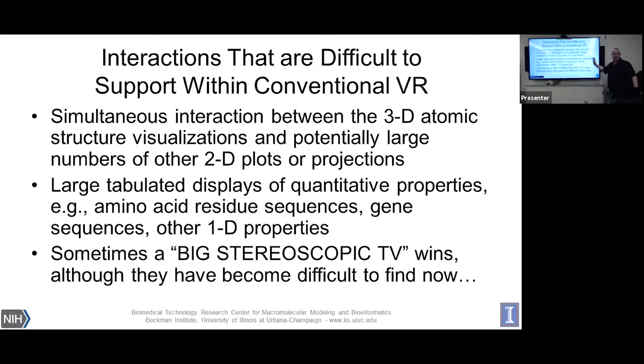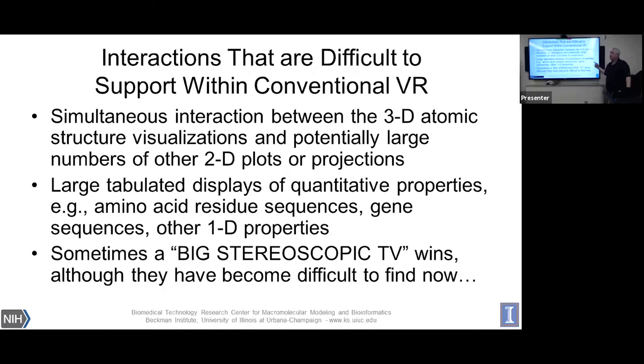It might be any number of other things. And so our solution to those things in everyday practice has been that a lot of our scientists have big, large flat screen TVs. They're like 50-inch TVs that happen to be stereoscopic. And at their desk, they're able to have both the stereoscopic view and they can see all this 2D information at the same time. And that's very effective for those multimodal tasks.